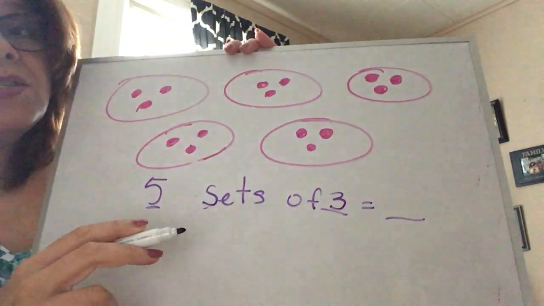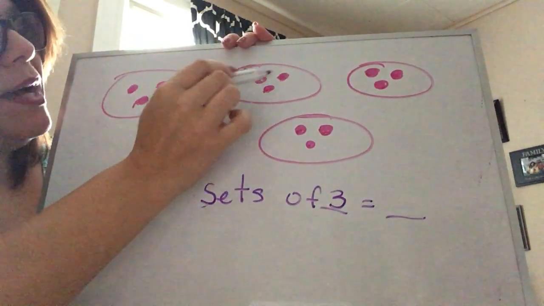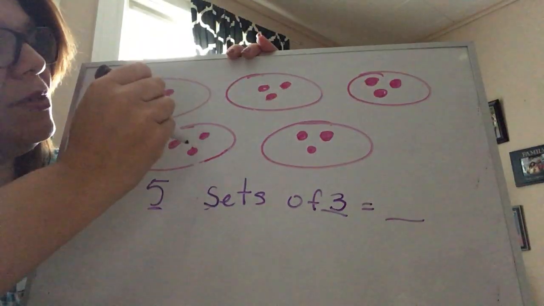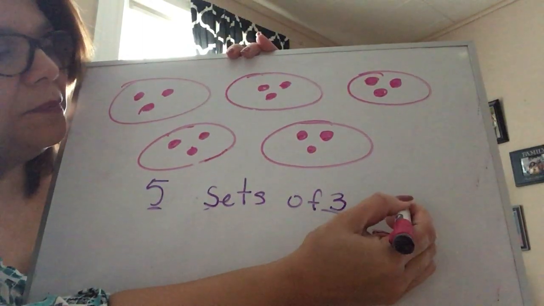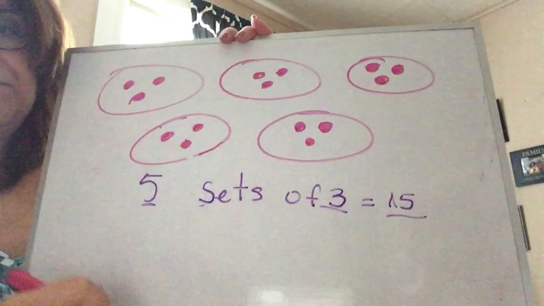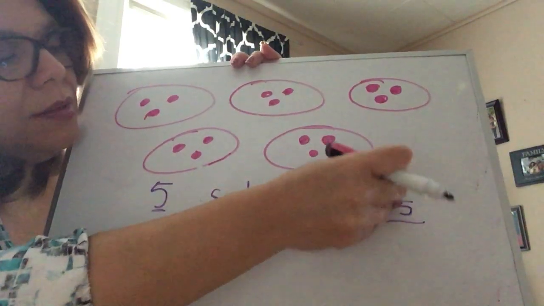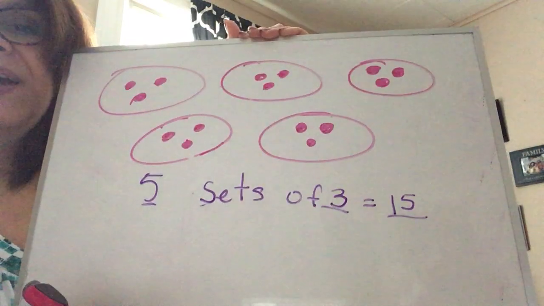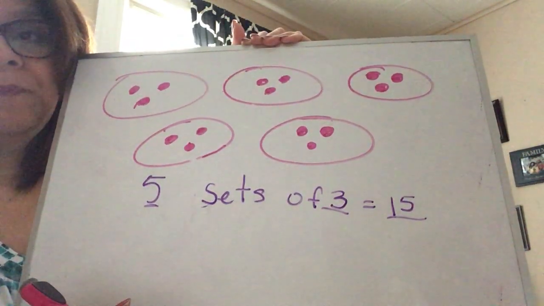Let's count by ones just to make sure. 1, 2, 3, 4, 5, 6, 7, 8, 9, 10, 11, 12, 13, 14, 15. Let me erase that one. Make sure it's nice and clear. There we go. So we have 5 sets of 3 equals 15.